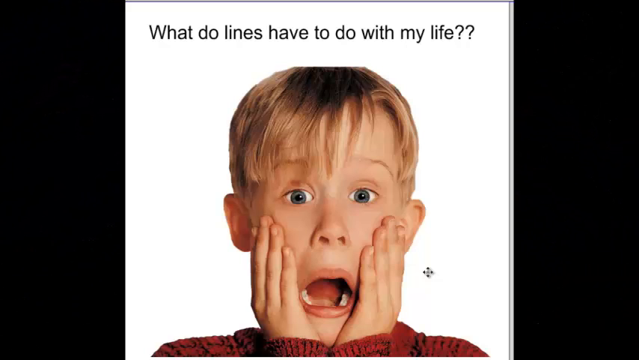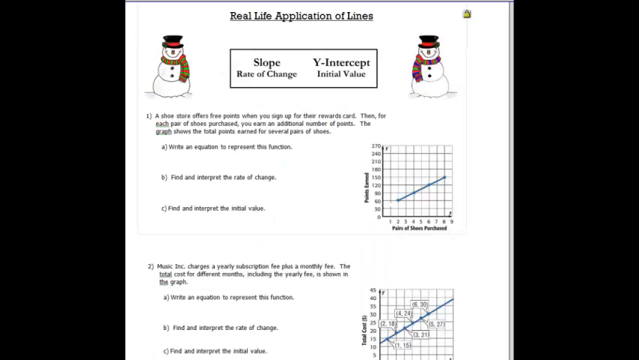Okay, so as I expressed to you yesterday, graphing lines, functions, parabolas, hyperbolas, those things all do have some real life applications. So tonight we're going to talk about what those applications are as they pertain to lines. So lines actually do have something to do with your life. They do have real life applications, and hopefully you will see that connection after our discussion tonight.